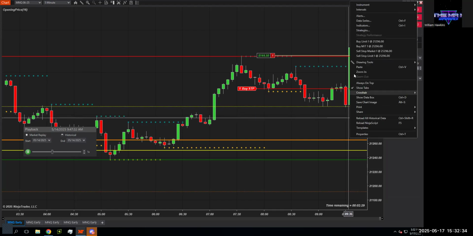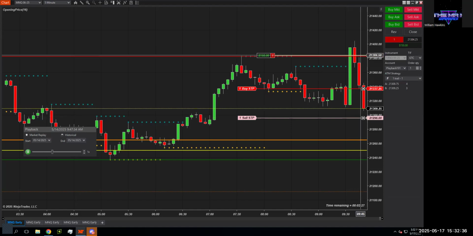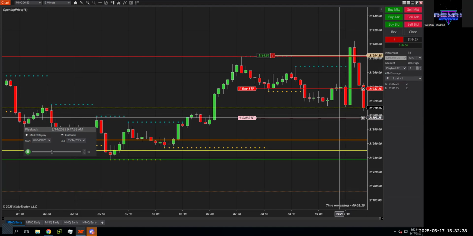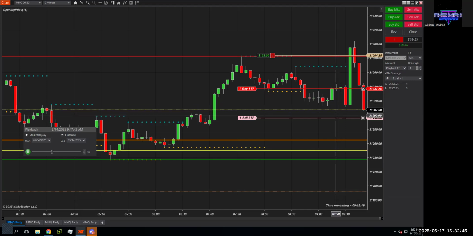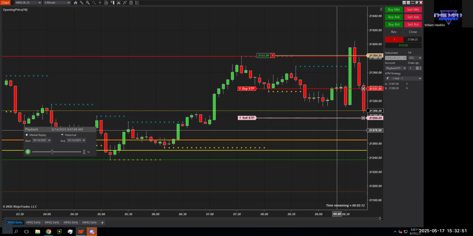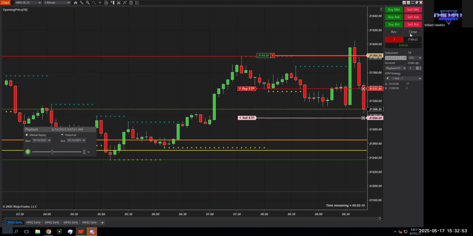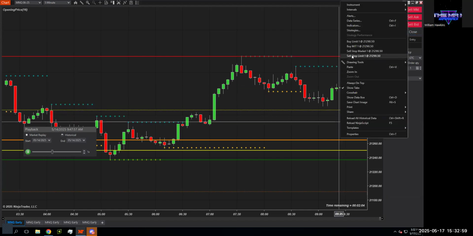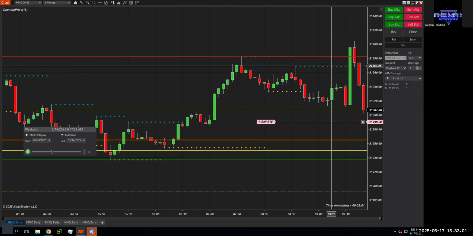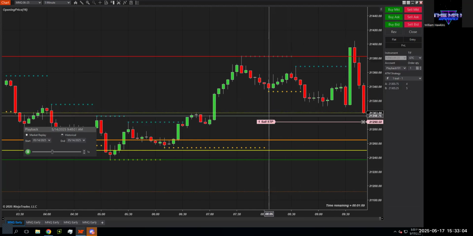But if you're down here and you do sell stop, if it touches this, it's gonna put me in the sell to go further down. So instead of buying it when it gets here, because I put a sell stop, it's gonna sell it when it gets here. I'm gonna keep it here just so you can see what it does. And close this sell stop. I'm gonna move this up so you can see what it does.